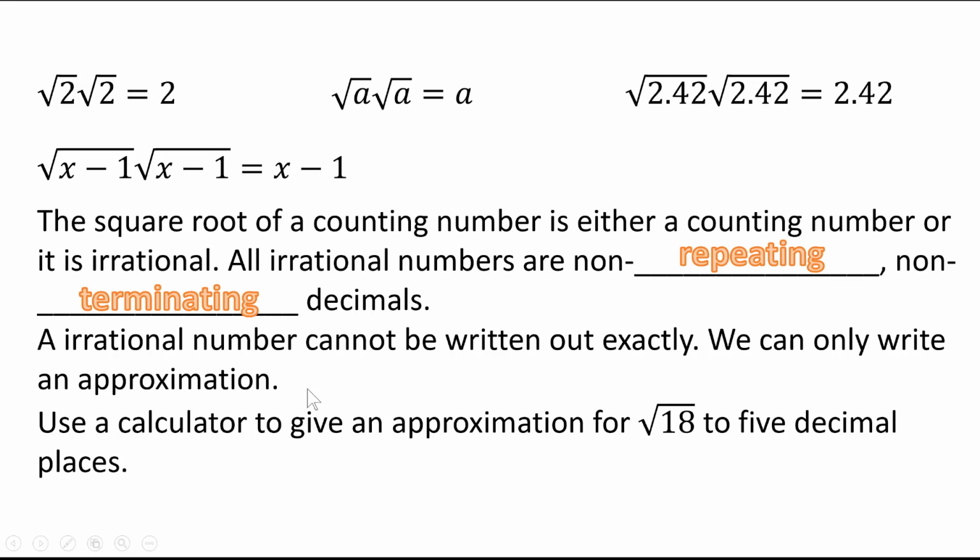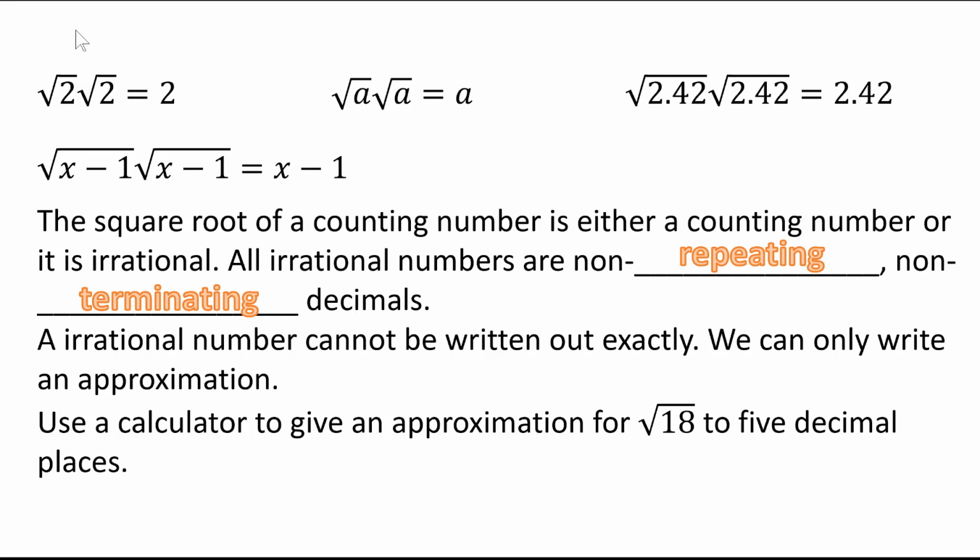All right, first of all, let me just say in your notes, I think this says rational. It should be irrational. An irrational number cannot be written out exactly. You can only write it as an approximation to a certain number of decimal places. All right, so use a calculator to give an approximation for the square root of 18 to 5 decimal places.